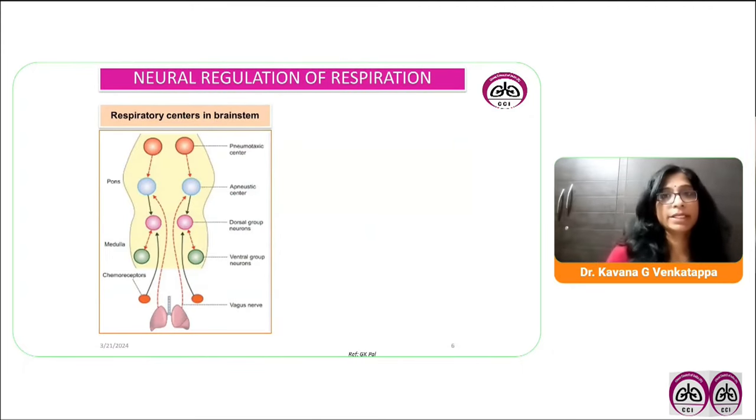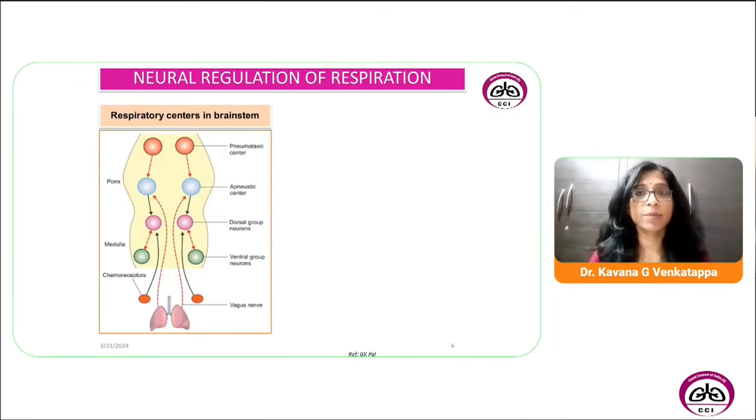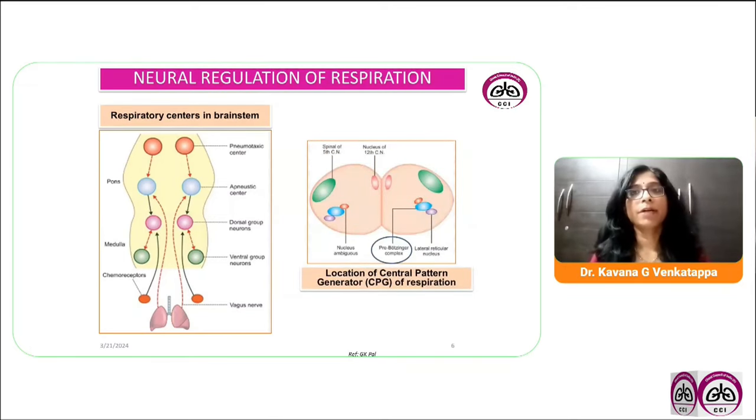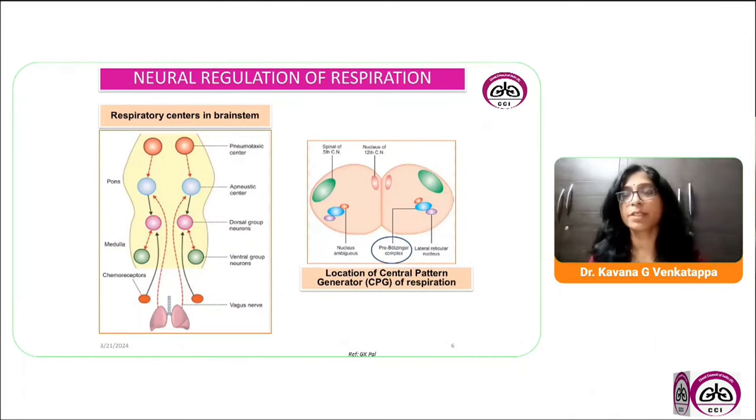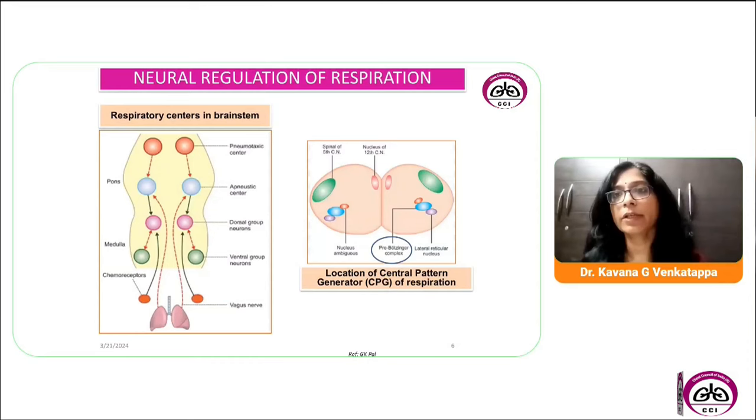This shows the respiratory centers in the brainstem. As we can see here, in the upper pons there is the pneumotaxic center, and in the lower pons there is the apneustic center. In the medulla, there are two respiratory groups, the dorsal respiratory group and the ventral respiratory group, which is present in the ventrolateral part of the medulla. Apart from this, we can also find the location of the central pattern generator, CPG, which has pre-Botzinger complex cells, which are nothing but the pacemaker cells. As we say pacemaker, it is a spontaneous generation of the rhythm of respiration. That CPG is present between the nucleus ambiguus and the lateral reticular nucleus.